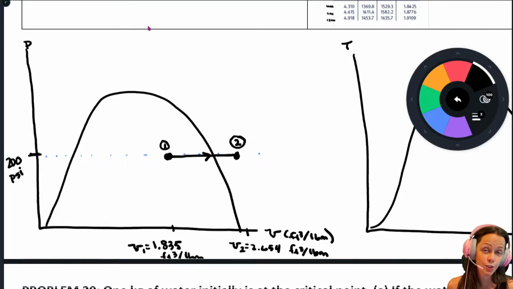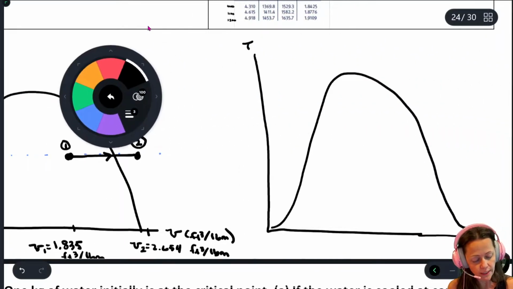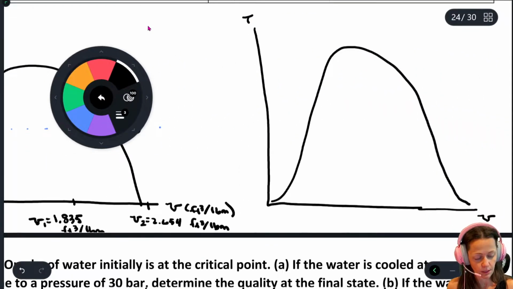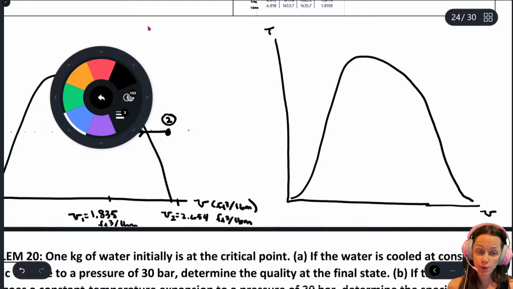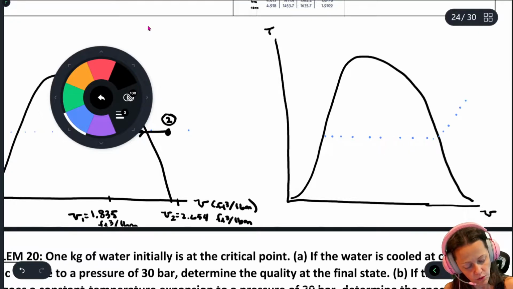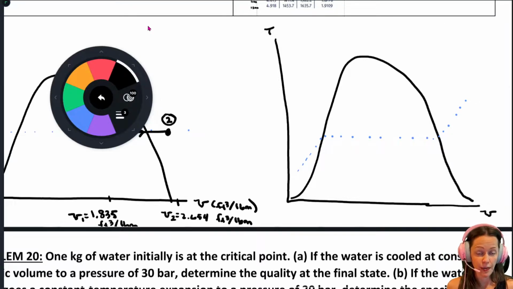Let's go ahead and do it on the TV diagram as well. Same thing, I know it's a constant pressure process, so I'm going to draw a little line of constant pressure, but of course it's going to be shaped a little bit differently. It's going to look like that in the superheated region. The reason I'm drawing that is because that will help me draw the process path.